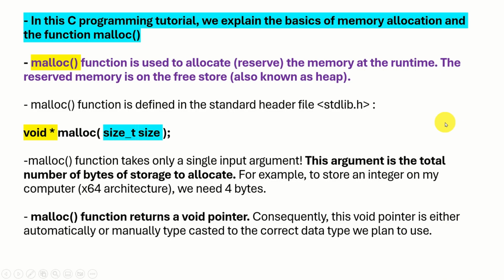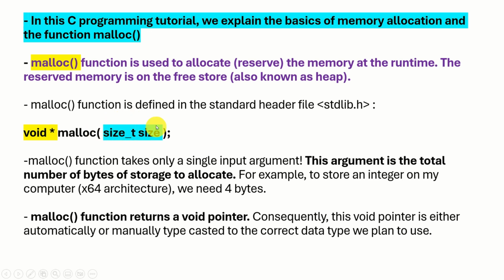In this C programming tutorial, we explain the basics of memory allocation and the function malloc. Malloc function is used to allocate or to reserve the memory at the runtime. The reserved memory is on the free store, which is also known as heap. The malloc function is defined in the standard header file stdlib.h. This is how the prototype looks and the declaration.